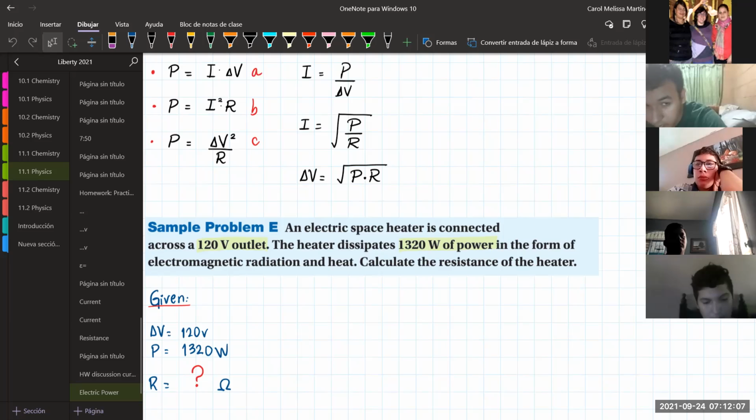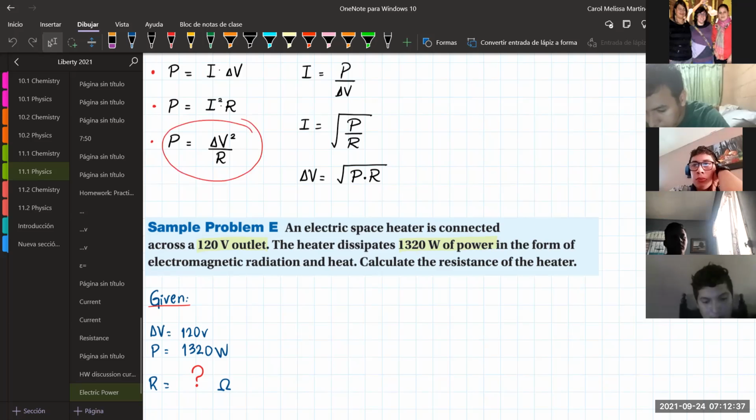Look guys, I cannot use the first one because they're asking me for current. I don't have current. Okay? Now, I do have this equation that allows me to find current, and then I can use this equation to find the resistance. So that means that I can do the problem in two steps. Yes, you can do it like that. Or you can do it directly with the last formula.